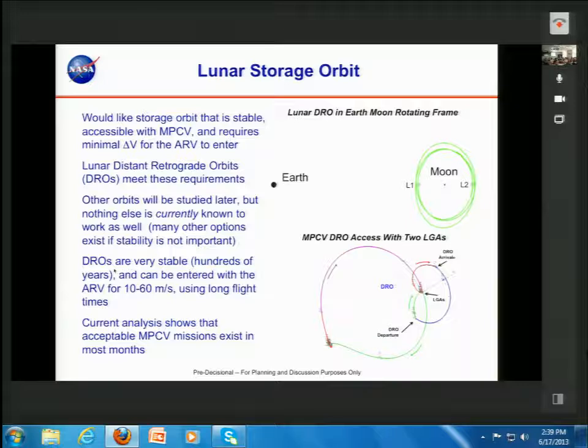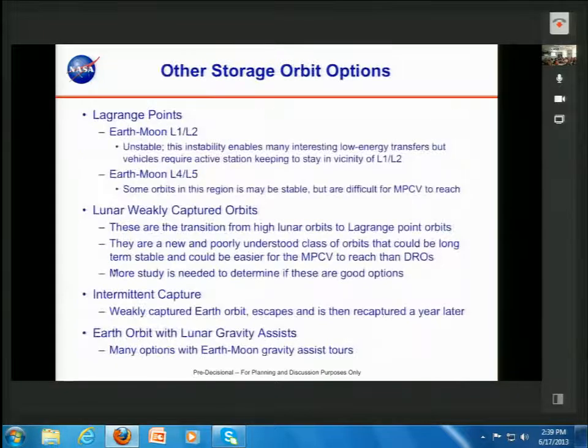On the next slide here, I have some discussion of some other storage options to consider. So the Lagrange points, this is what a lot of people talk about for the asteroid retrieval. What's nice is they are easy for the MPCV to reach, and they have a monthly recurring geometry. However, they're very unstable. That means if you put your asteroid there, your spacecraft has to keep working. It has to do small maneuvers continuously to stay in this vicinity.